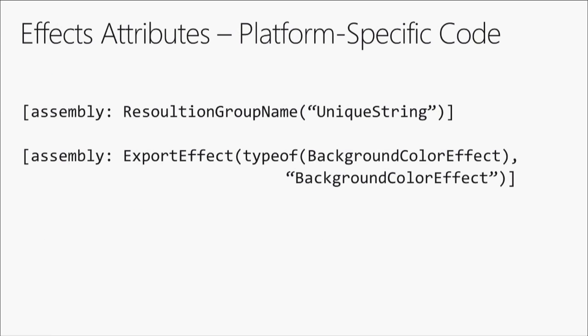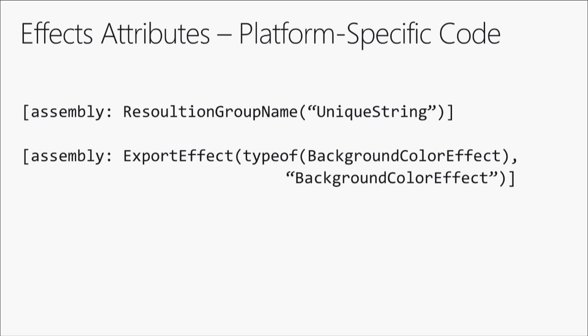So the next part, this happens again in your platform-specific project. You're going to add two attributes to your platform-specific project. And the reasoning behind even having these is that they make your effect unique and they make it findable, right? So the first attribute is called ResolutionGroupName. It's the unique namespace for the effect. And this is kind of the weird part of this. You're only going to apply this once per project, not multiple times, not on every effect, just once.